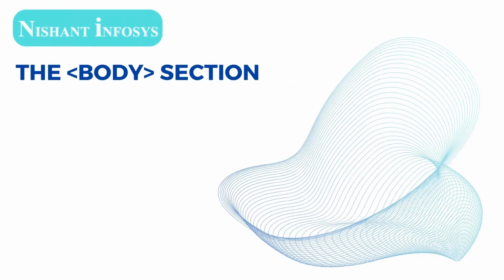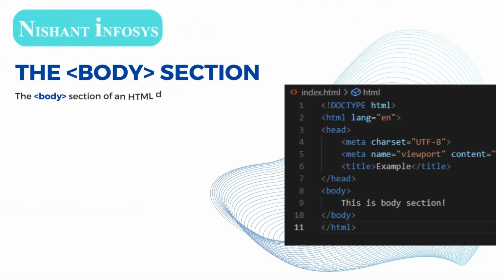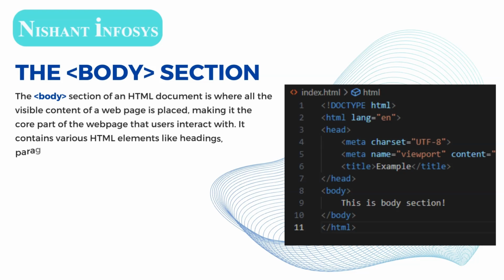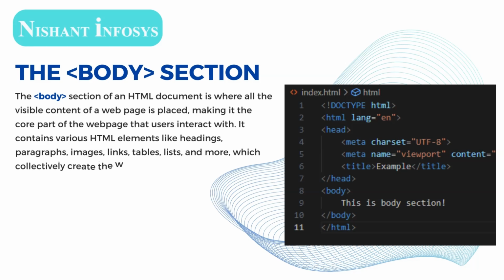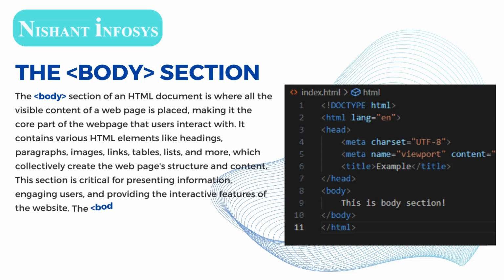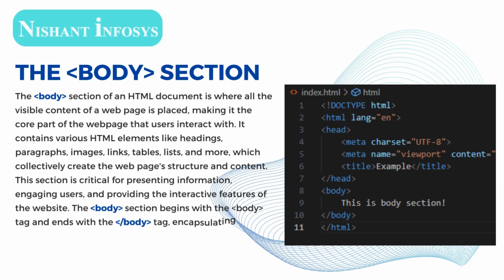After the head section, we have the body section next. The body section of an HTML document is where all the visible content of a web page is placed, making it the core part of the web page that users interact with. It contains various HTML elements like headings, paragraphs, images, links, tables, lists, and more, which collectively create the web page's structure and content. This section is critical for presenting information, engaging users, and providing the interactive features of the website.